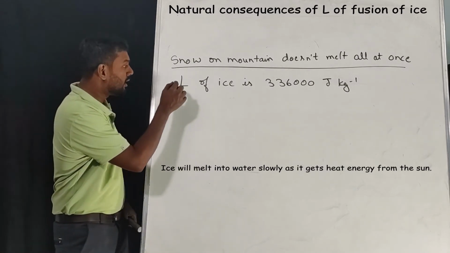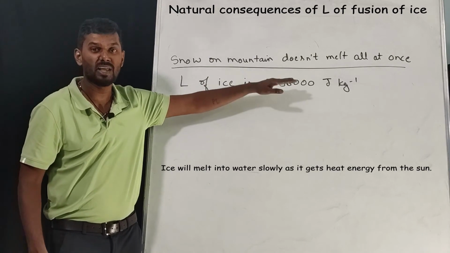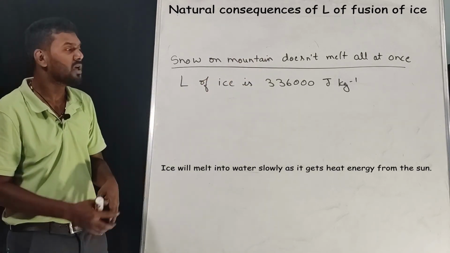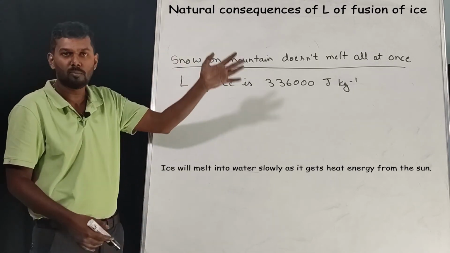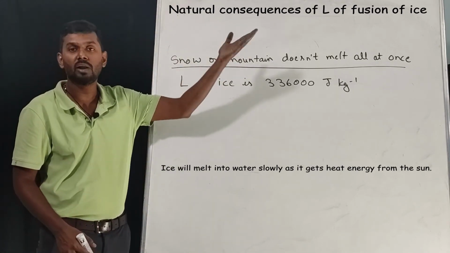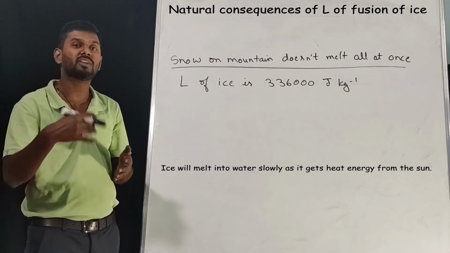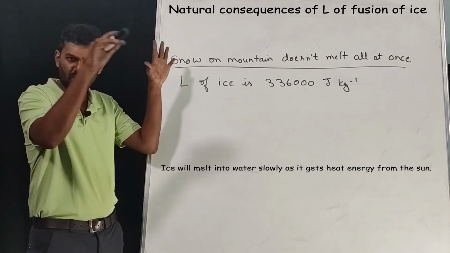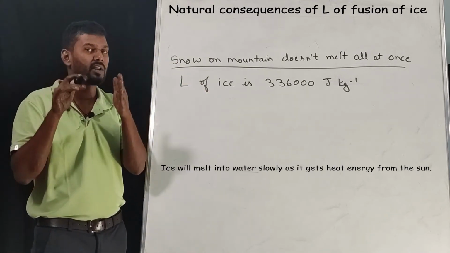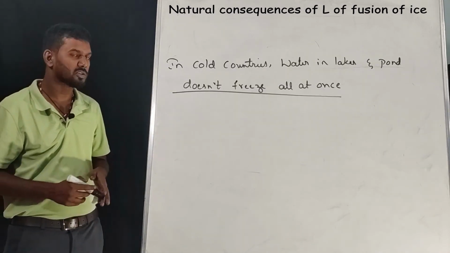If the specific latent heat of fusion of ice were less than this value, then because of the sun's heat energy, the complete snow on the mountain would melt all at once, and that would result in a flood, and after that flood there would be no water for us. So whatever happens on earth, everything is for a reason. It is for good only. Now we'll talk about the next consequence.